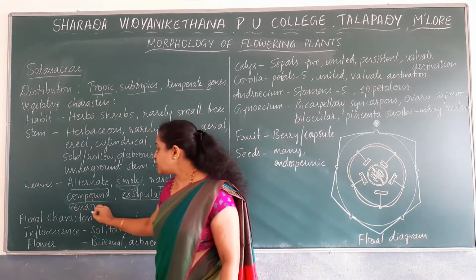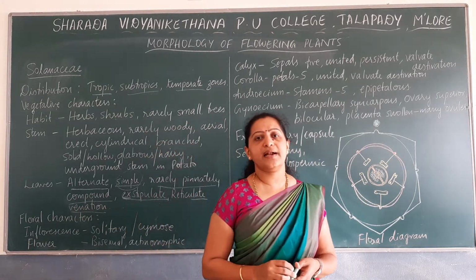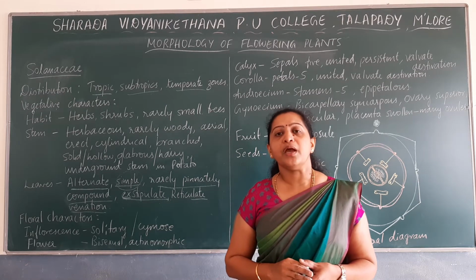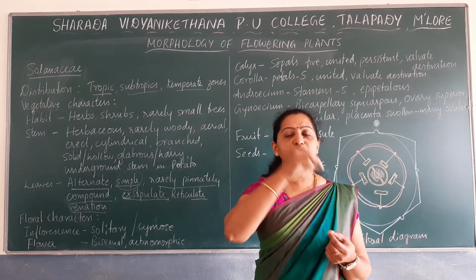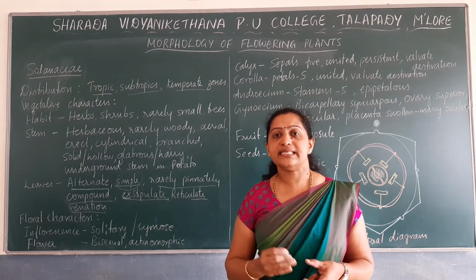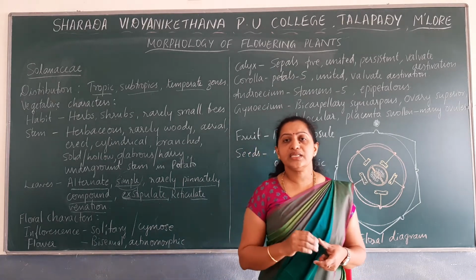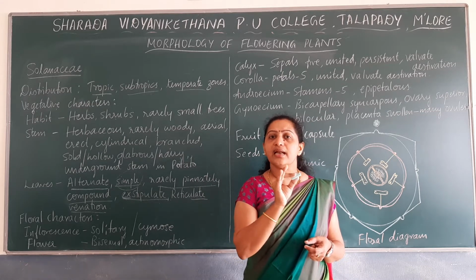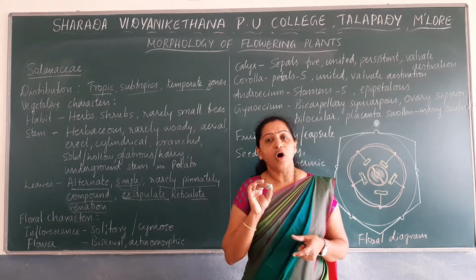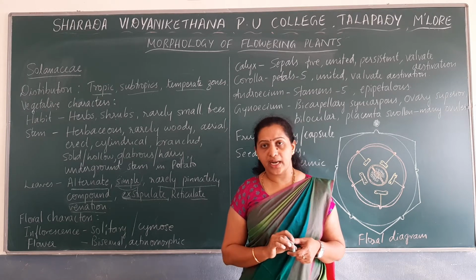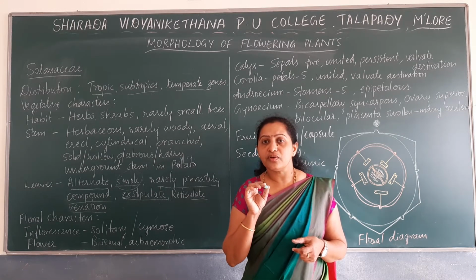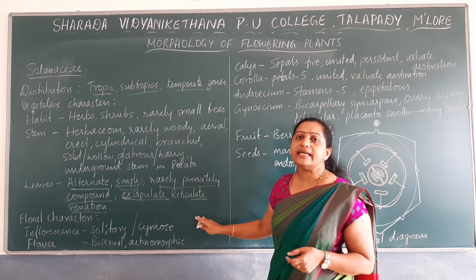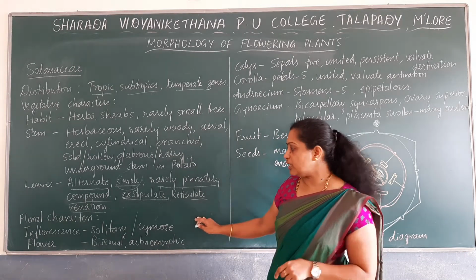Then reticulate venation of leaf. Already you have studied in lower classes that there are two types of venation found in leaves, parallel venation and reticulate venation. Parallel venation is where the veins and veinlets are arranged parallel to each other, mostly seen in monocot leaves. Whereas in dicot leaves, the veins and veinlets are arranged like a network, profusely branched. Such kind of venation is known as reticulate venation. So these are the details that we give for the leaves.